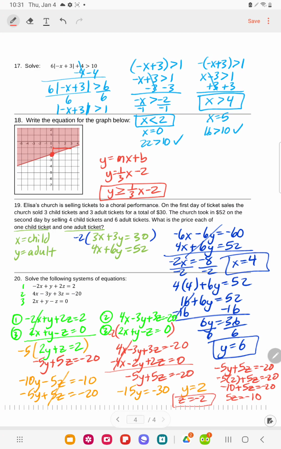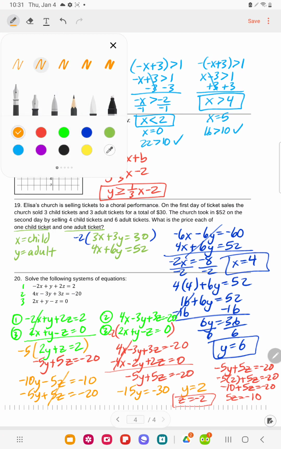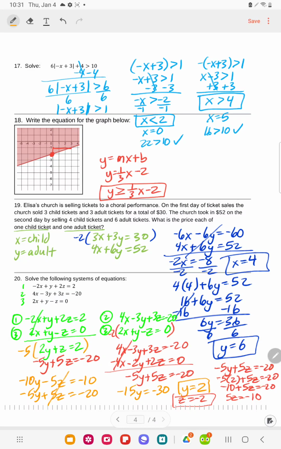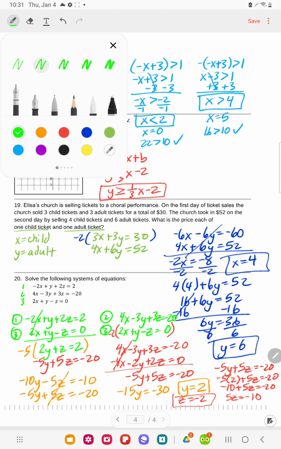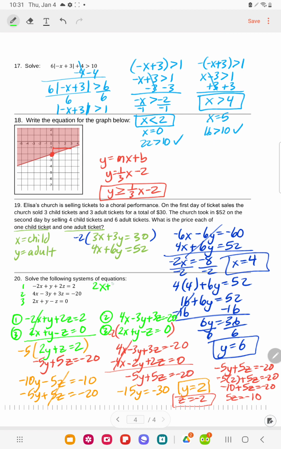So we have z equals negative 2, we have y equals 2, and now we're going to solve for x. If I want to solve for x, I'm going to use the third equation from the original set. That looks like the easiest one. So we have 2x plus y minus z equals 0. So I'm going to keep my 2x, I'm going to plug in my y, which is 2, and then I'm going to plug in my z, which is negative 2, equals 0.